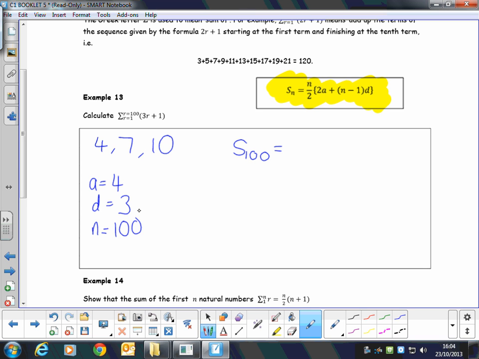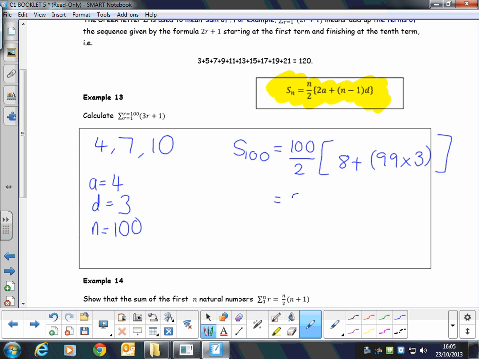So now if we substitute these values into here, I've got N over 2, so I've got 100 over 2. And then I'm multiplying it by 2a, so 2 multiplied by a, so 2 multiplied by 4, which is 8, plus n minus 1, so 100 minus 1, which is 99, multiplied by d, and d is 3, so I'm going to multiply this by 3.